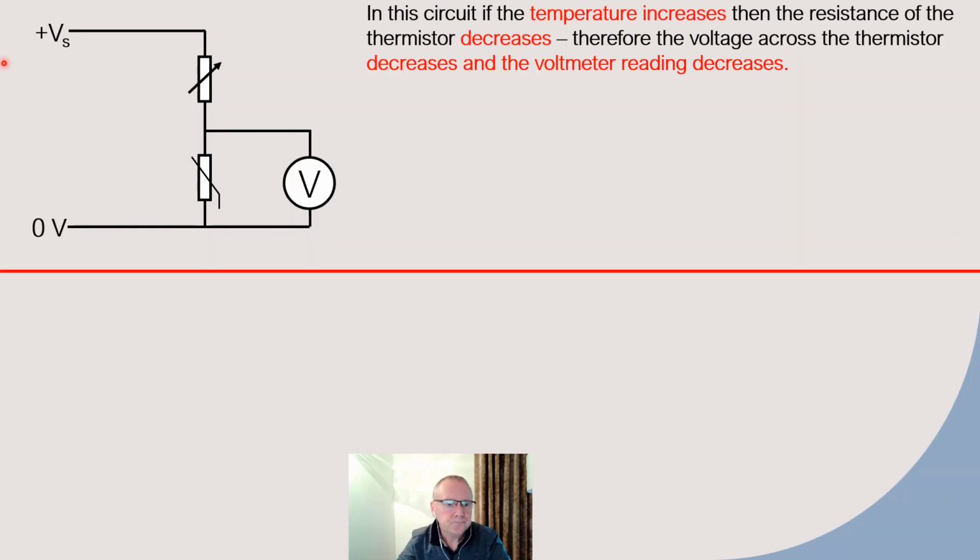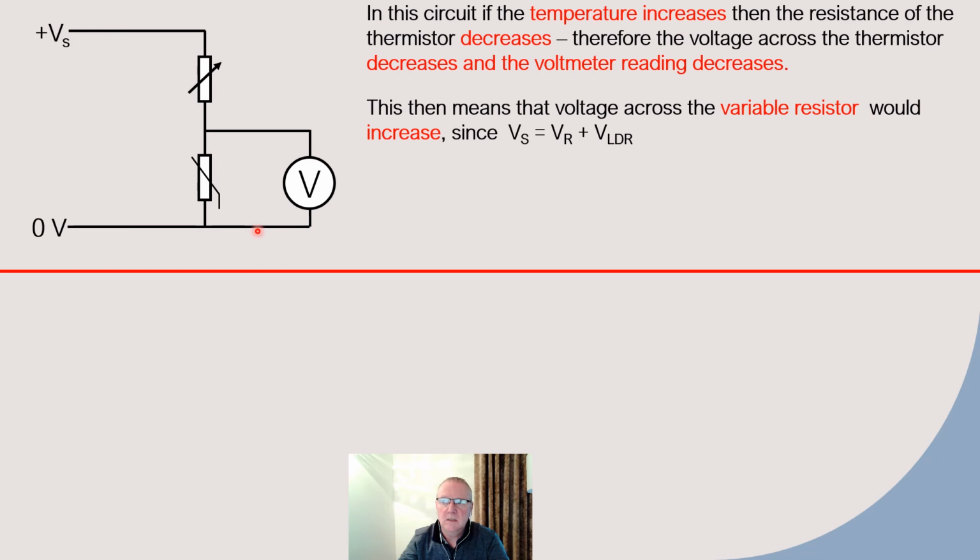So that's the theory behind all of that. Here's my first circuit with the thermistor at the bottom. In this circuit, if we increase the temperature, then the resistance decreases, which means the voltage across here decreases and the voltmeter reading decreases. Therefore, on that principle, the voltage across the variable resistor would increase.